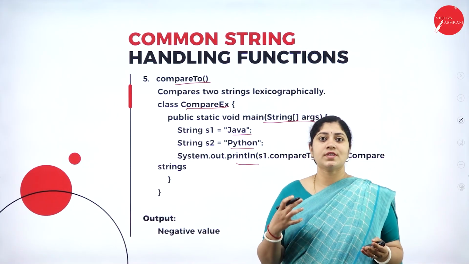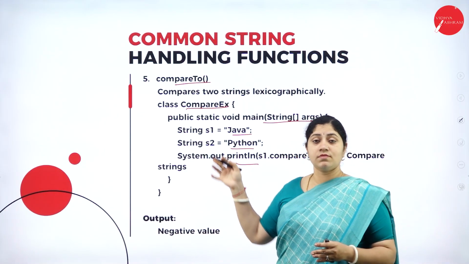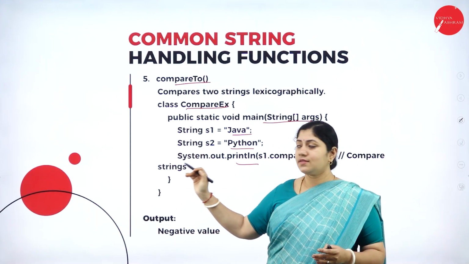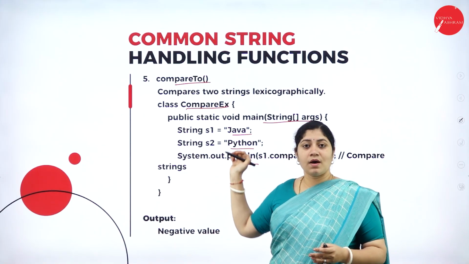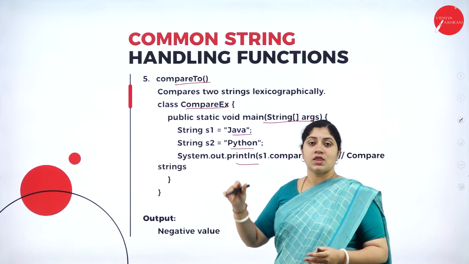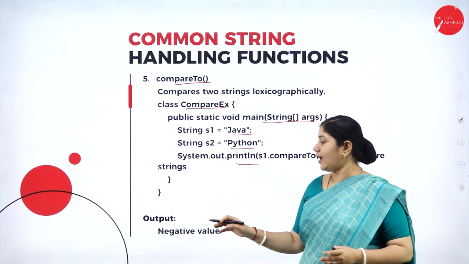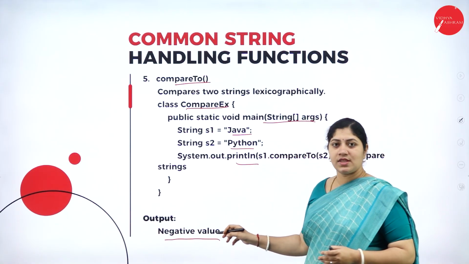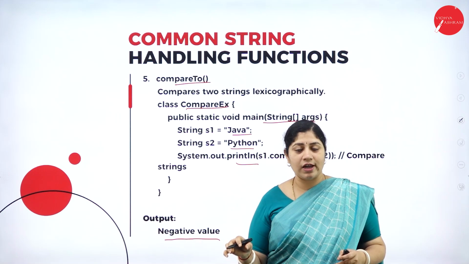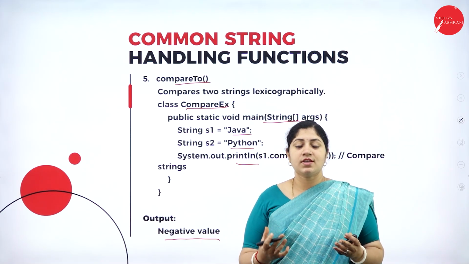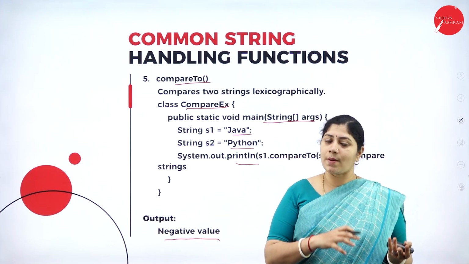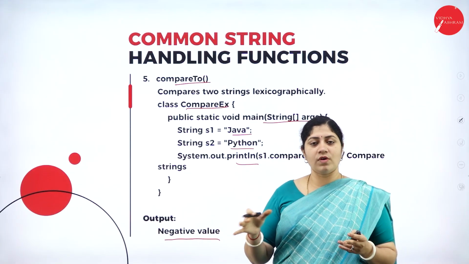So the function is nothing but the equals function, correct? But with respect to compareTo, here the strings are compared lexicographically. So the output after execution is a negative value. This is the difference between the compareTo as well as the equals functions.